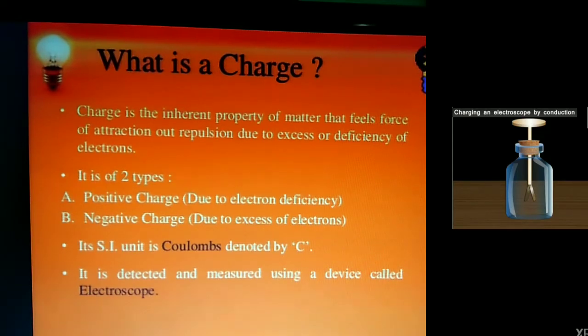Charges feel a force of attraction or repulsion due to excess or deficiency of electrons. It is of two types: positive charge due to electron deficiency, and negative charge due to excess of electrons. The SI unit of charge is the coulomb, denoted by capital C. It is detected and measured using a device called an electroscope.